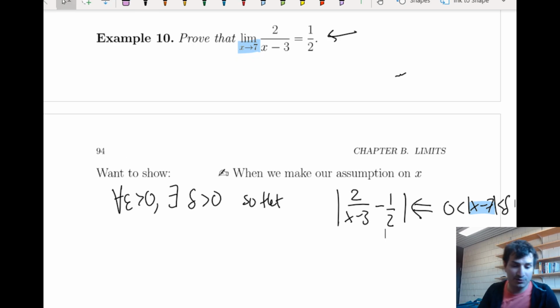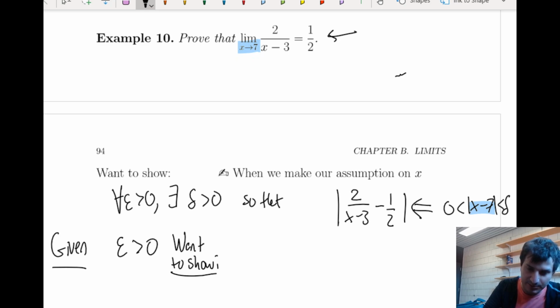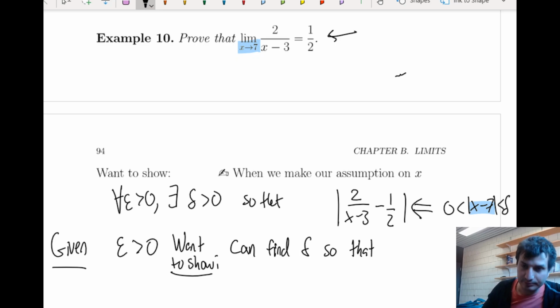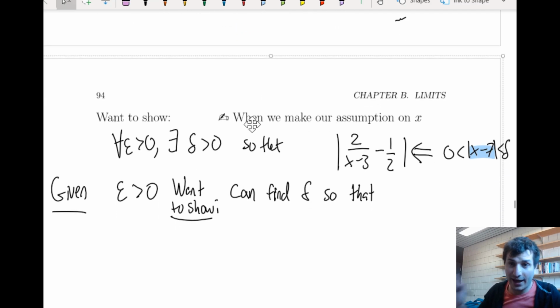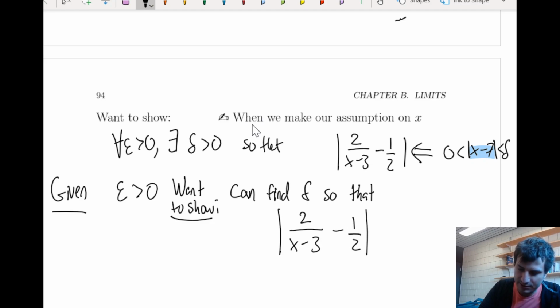Okay. So what are we given? We are given an epsilon greater than 0, and we want to explain why we can find delta so that the absolute value of 2 over x minus 3 minus 1/2 is less than epsilon. How is that implied by 0 less than the absolute value of x minus 7 less than delta?